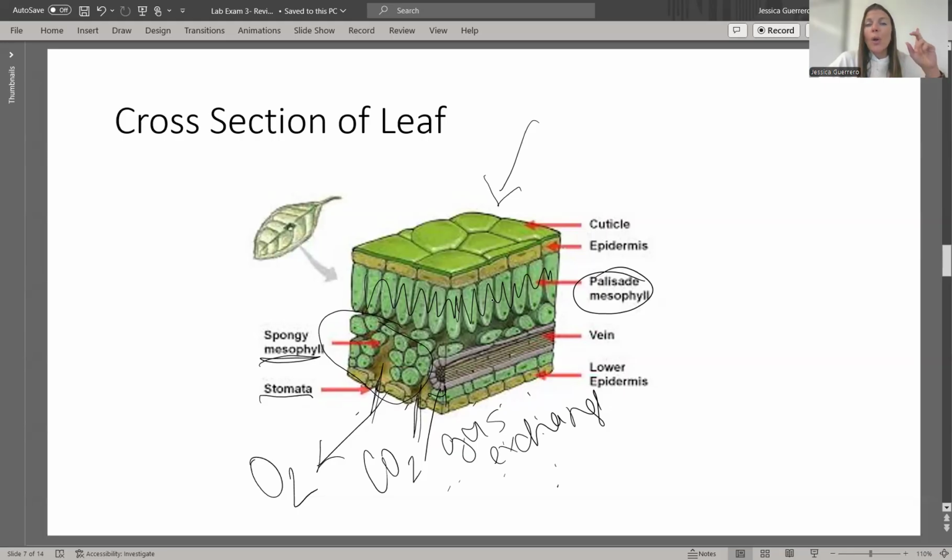Okay, so structures that you need to be able to label: palisade mesophyll, spongy mesophyll, stomata. And the last thing to point out is this structure right here, the vein. A vein is used to transport water throughout the plant.